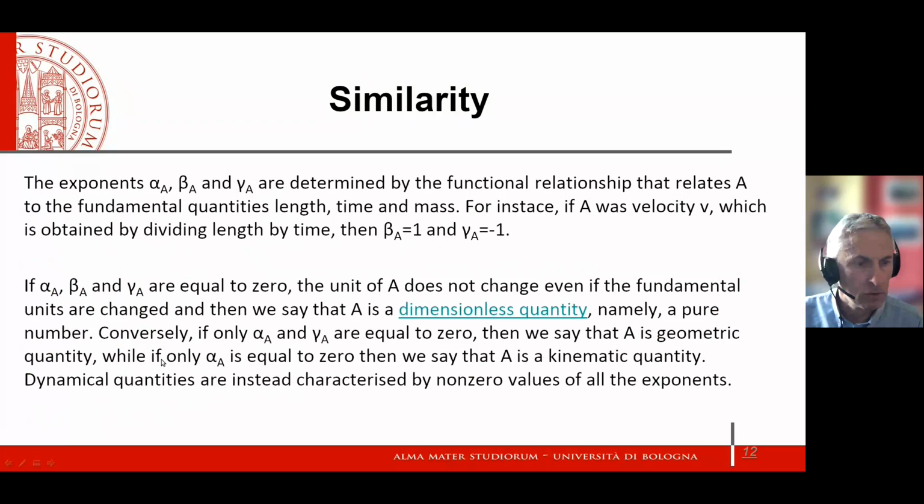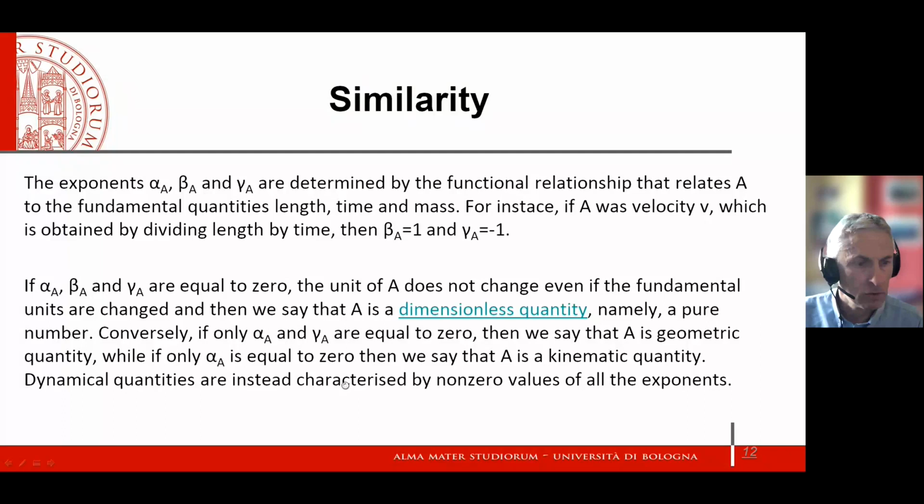So basically, how to determine these exponents? I have to look at the functional relationship that relates A to the fundamental quantities. For instance, if A is velocity V, which is obtained by dividing, as we said, length by time, then we can easily demonstrate that beta A is equal to 1 and gamma A is minus 1.